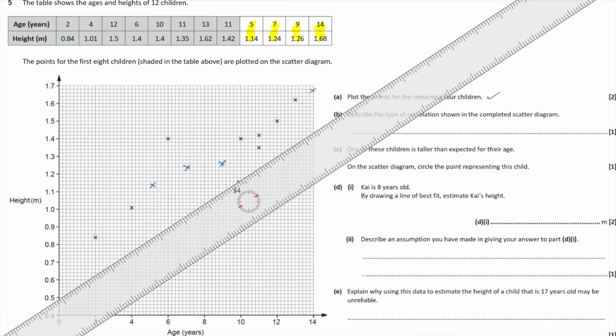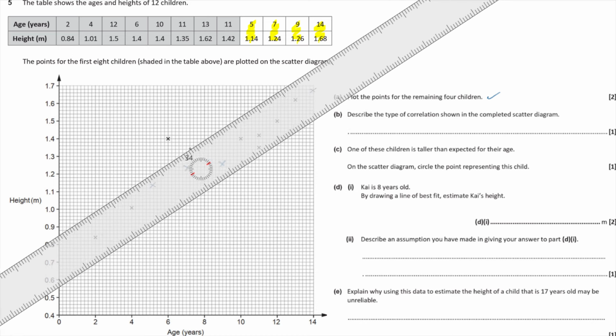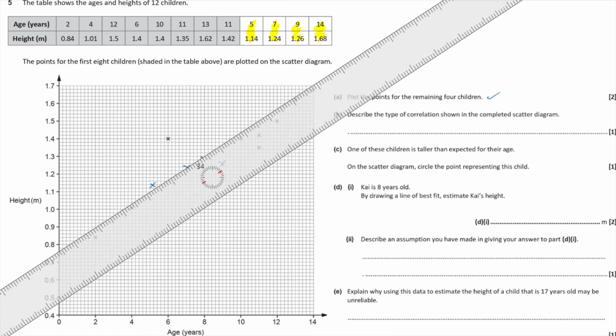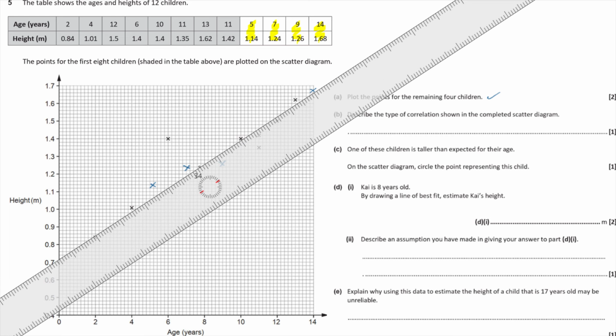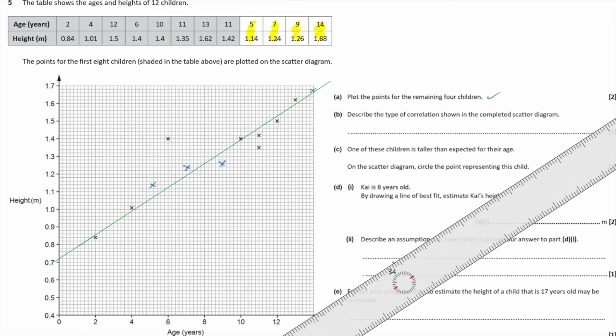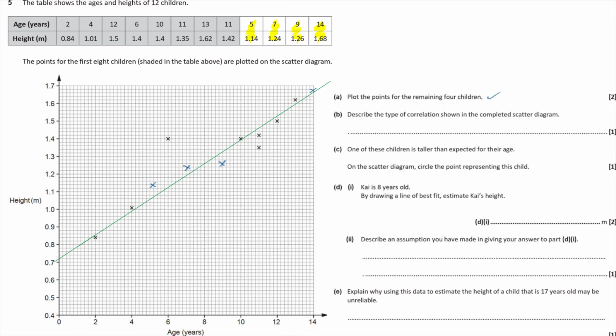This is actually quite a good technique for finding the line of best fit. If you've got a clear ruler, just try and lay it out over all of your points. Try and capture all of them under the ruler, and then you can just pull your ruler down a little bit, about halfway, and then you can draw your line of best fit. Okay, so that's what I'm going to do here. So you can see from left to right, the line of best fit is going upwards. So that indicates positive correlation, doesn't it? So what type of correlation is shown? It is positive.